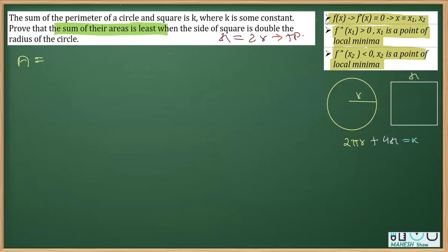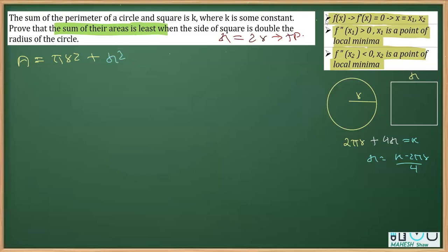For a circle, it is pi r square, and that of a square, it is x square. Now, before we proceed to the differentiation, we need to do substitution because here are two variables, one is r and the other is x. What I'm going to do is extract x from here. So it will be k minus 2 pi r over 4. I'm going to replace this in x square.